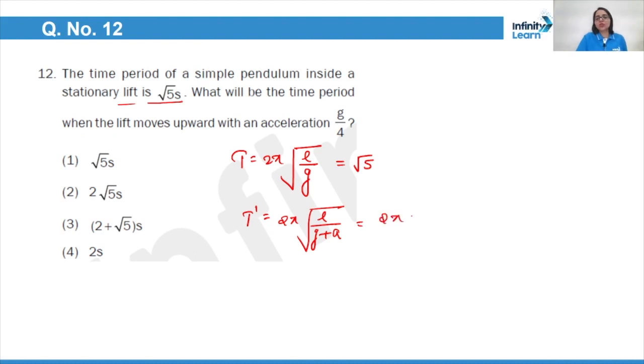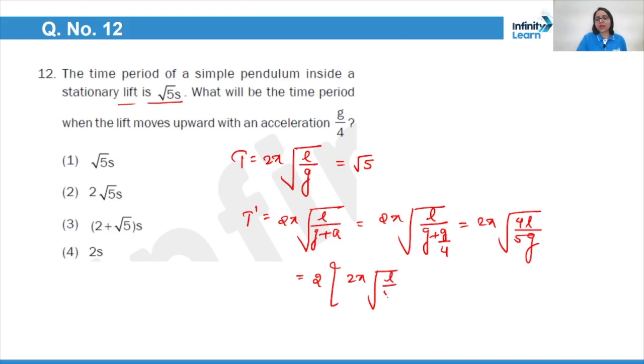So it will be 2π under root L upon g plus g by 4, which equals 2π under root 4L upon 5g. Okay, so you can take this 4 outside, so it will become 2 times 2π under root L upon 5g. You can take this under root 5 outside, so it will be 2 upon under root 5 into 2π under root L upon g.